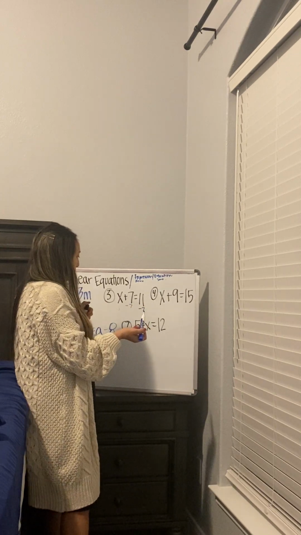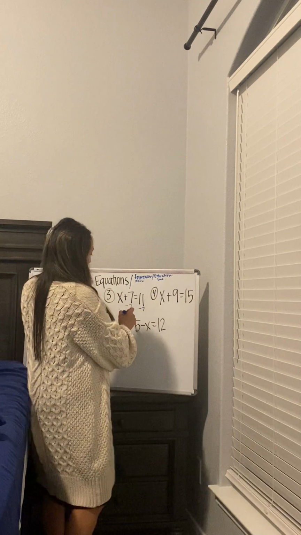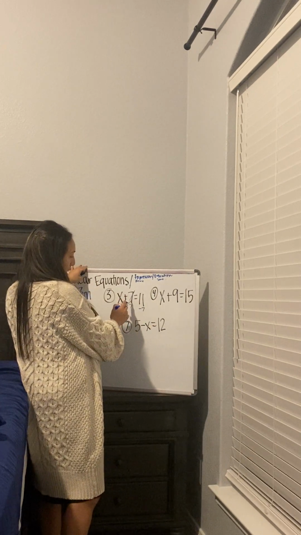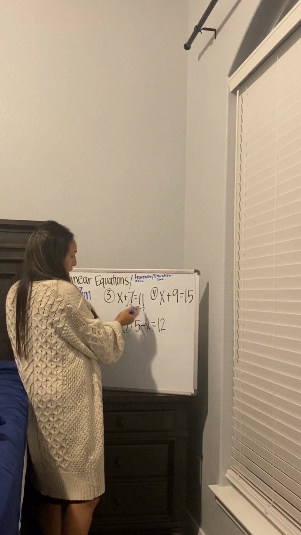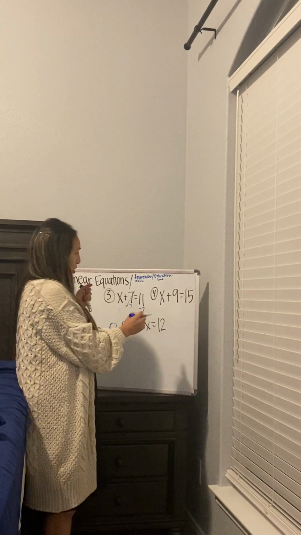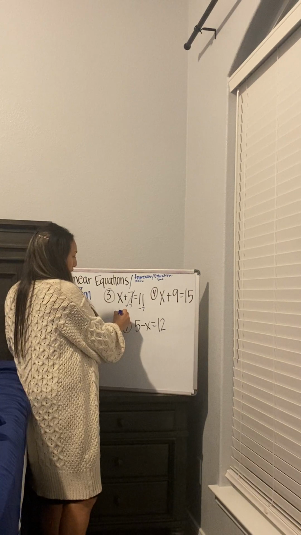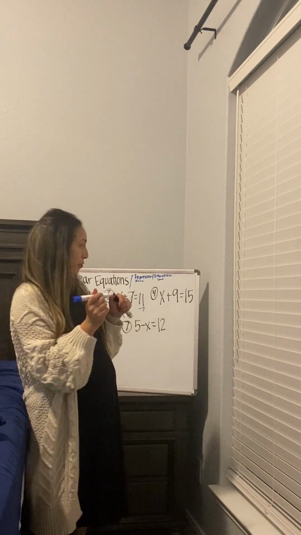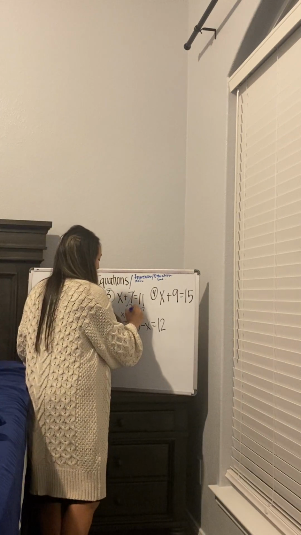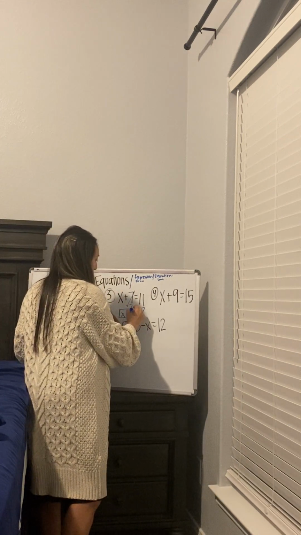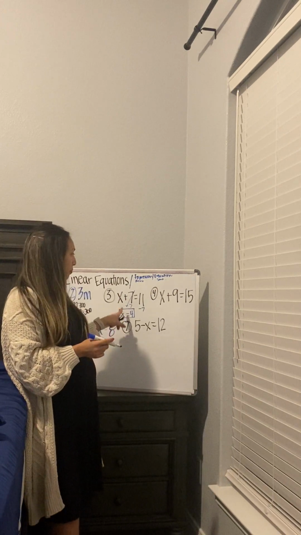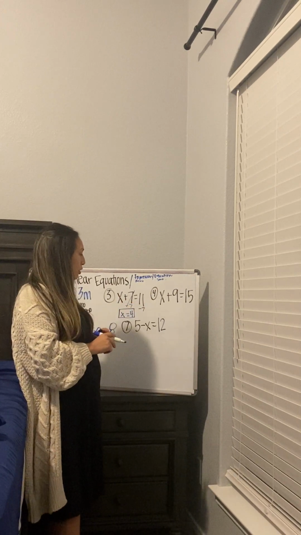Okay, x, this cancels. Plus positive 7 minus 7, it's going to give us 0. So that cancels. That is going to give us x by itself. What is 11 minus 7? Good, 4. That is our answer. X equals 4. Our variable equals 4 on this one. Okay, let's do the next one.